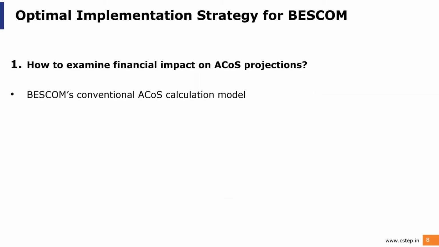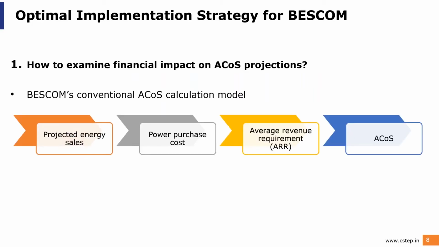In order to analyze the impact on ACOS, BESCOM can use its traditional ACOS calculation model where it projects energy sales for the preferred time frame. Then BESCOM will calculate the power purchase cost and ARR to determine ACOS values. Here ARR stands for average revenue requirement. Now it's very easy to understand that our rooftop PV penetration will directly affect energy sales. That will obviously have significant impact on ACOS projections. However, to analyze the precise impact, we have to consider several assumptions that I will show in the next slide.